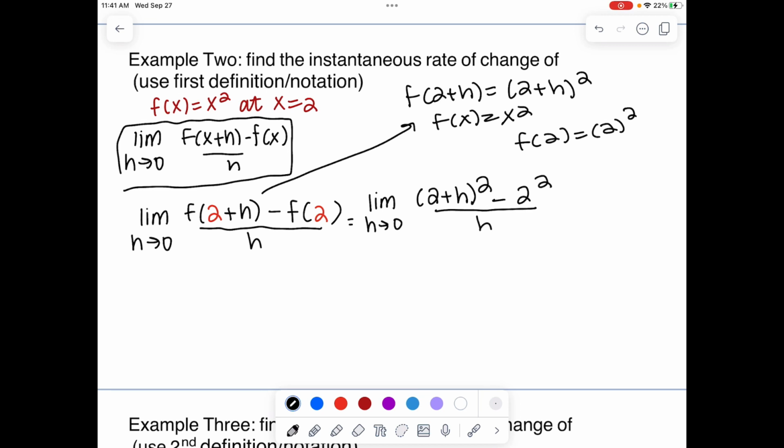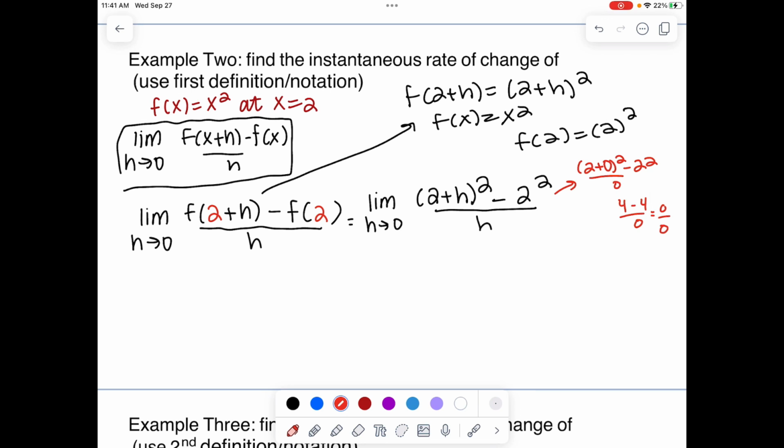And that is what I get right now. So I've done my step, and I put these things into the function. Now, if I were to plug in 0 right now, I'm going to show you what would happen. If I were to plug in 0 for h, I would have (2 plus 0) squared minus 2 squared all over 0. 2 plus 0 squared is 2 squared, and that's 4. 2 squared is 4, so I'd have 4 minus 4 over 0, and I would get 0 over 0. So I get indeterminate form, which is what we did in Unit 1.